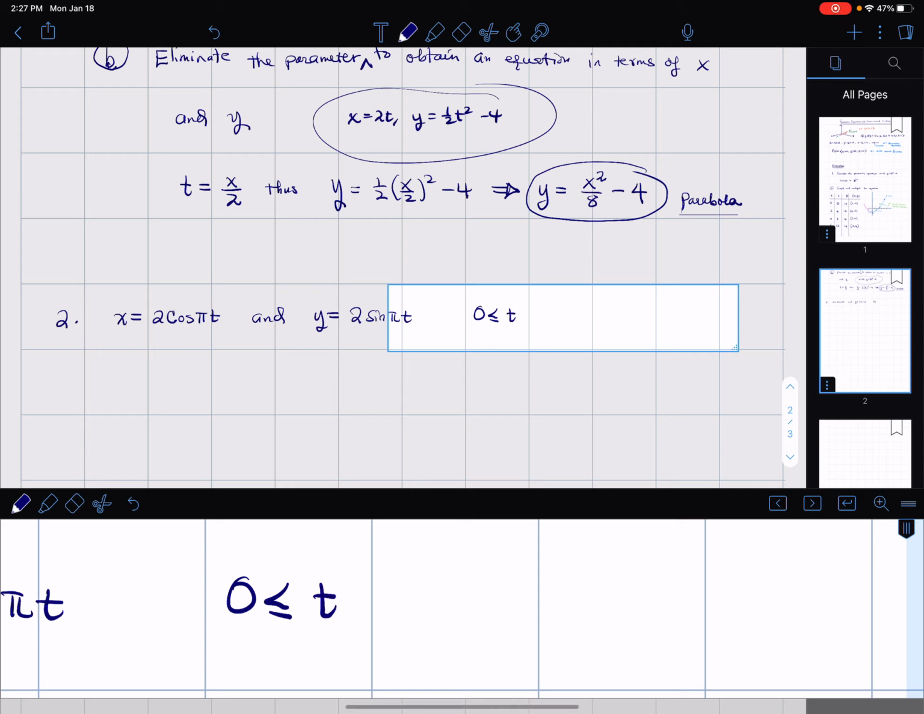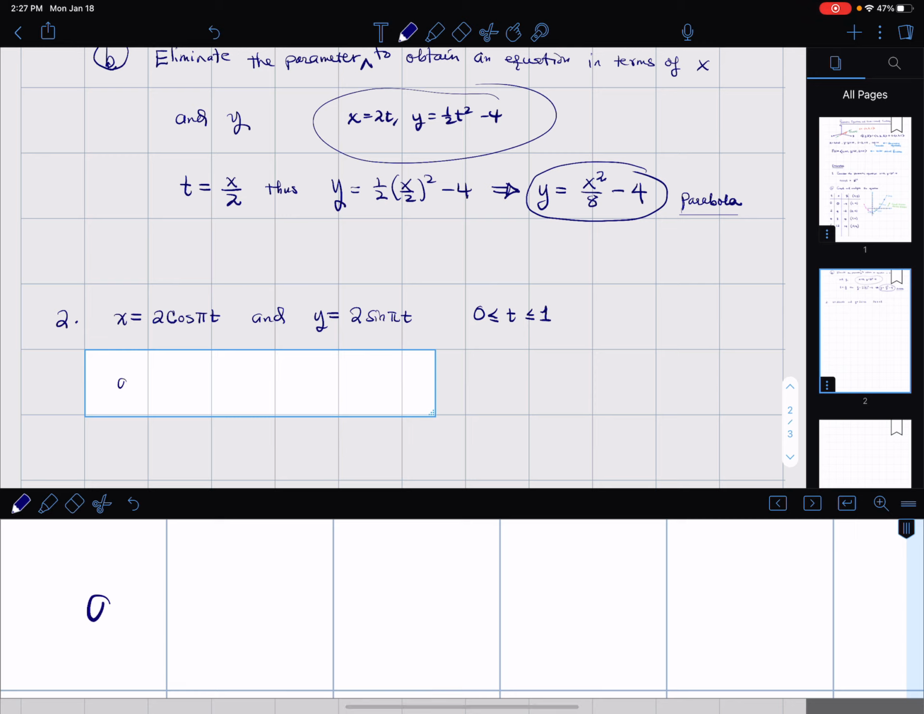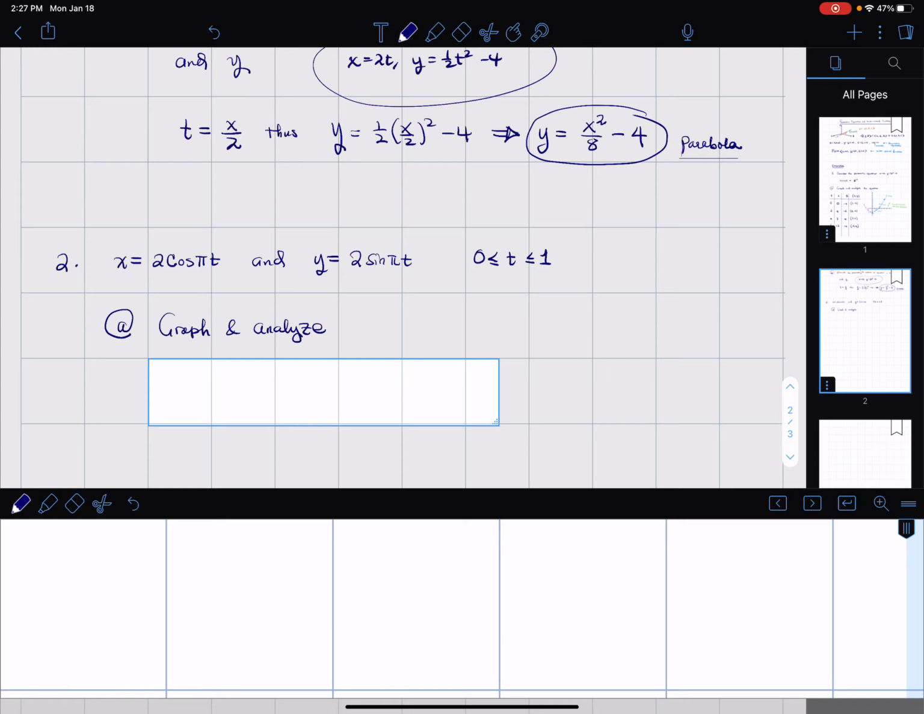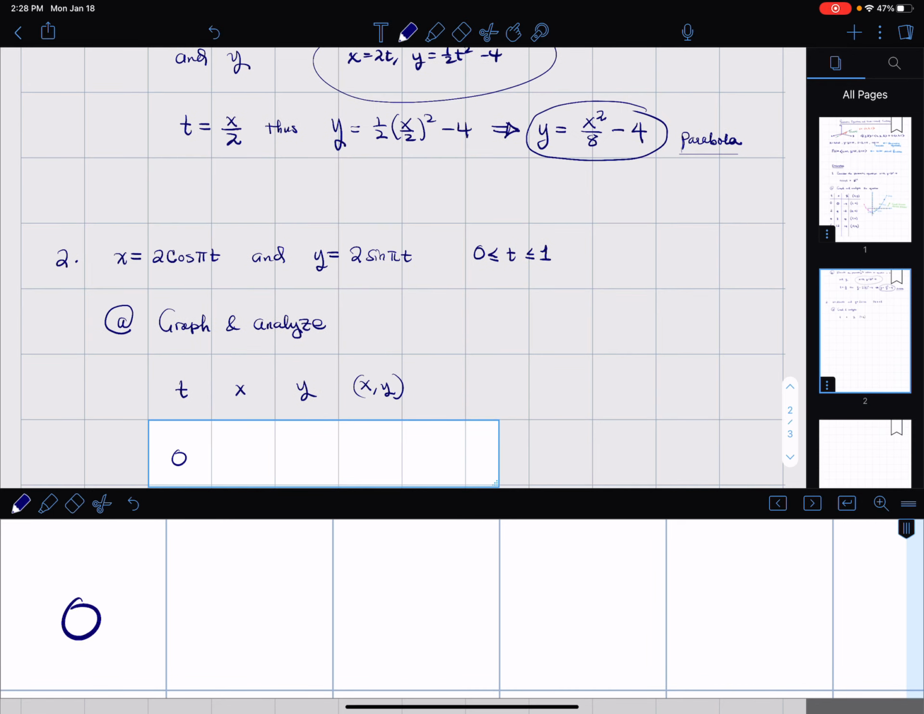So whenever we see cosine and sine together, we should be thinking of a circle, but it depends on the range of the parameter. Okay, the range might give us a semicircle, a quarter circle, and so forth. So let's try to graph and analyze this. Again, let's pick values t, x, y. All right. When t is 0, let's go from 0.